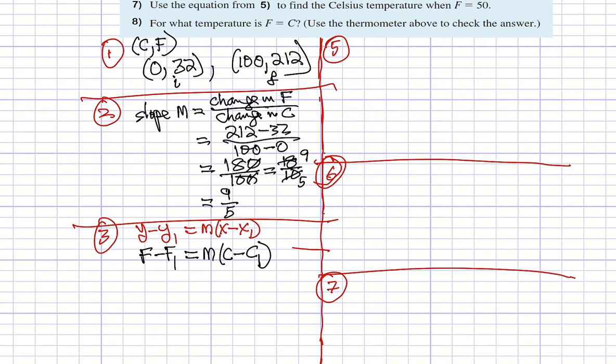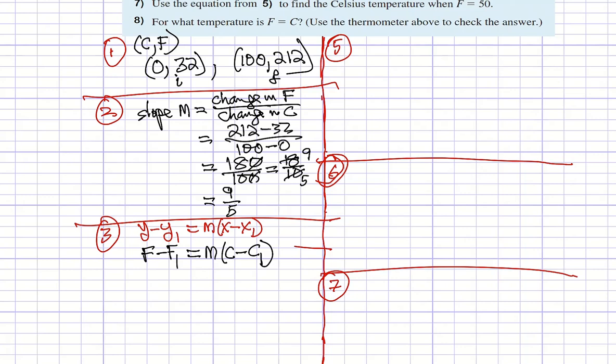So we can use any point, but let's use the first one to find what they want us to find. We'll have F minus, what is F1 there? It's 32. Is equal to the slope, which is 9 over 5, times C minus C1. Where is C1? That's C1 right there. C1 is 0. So C minus 0, and we simplify that. That will give us F minus 32 is equal to 9 over 5 C. And then the rest is 0. See that, right?